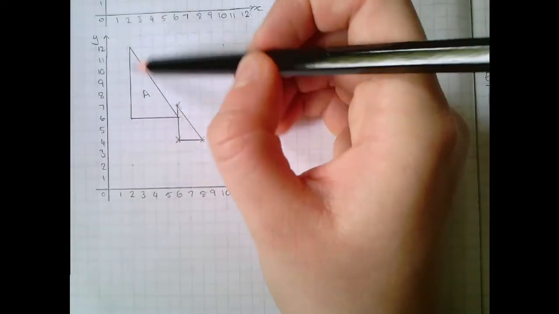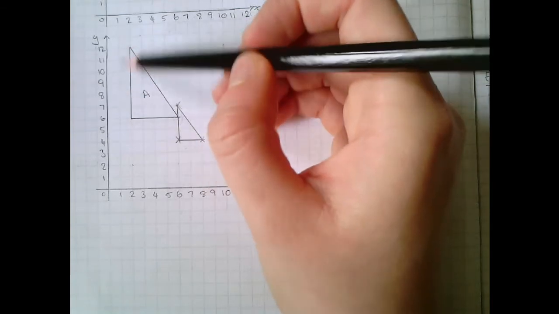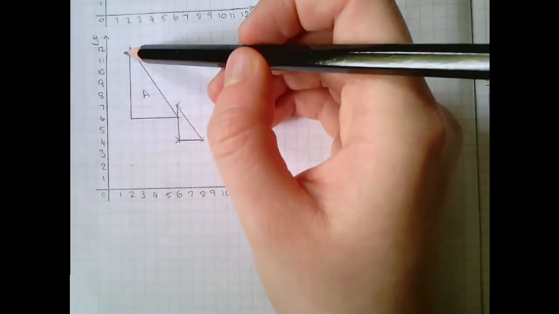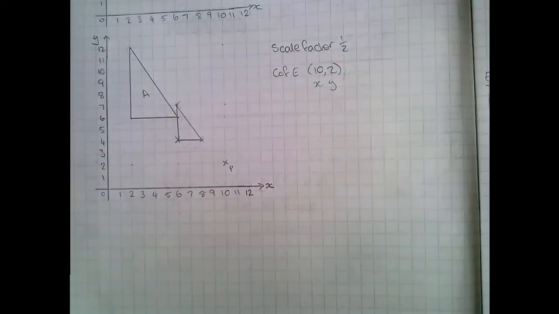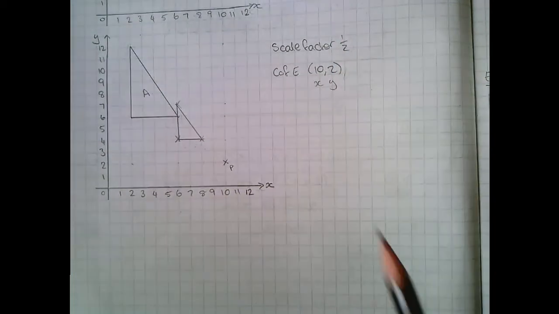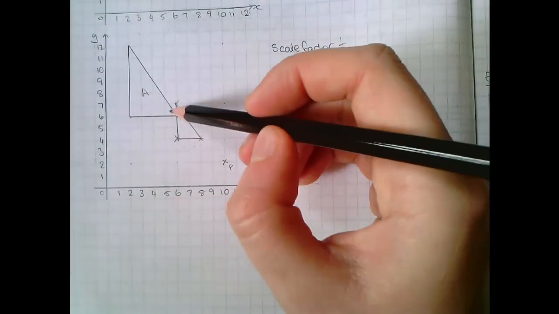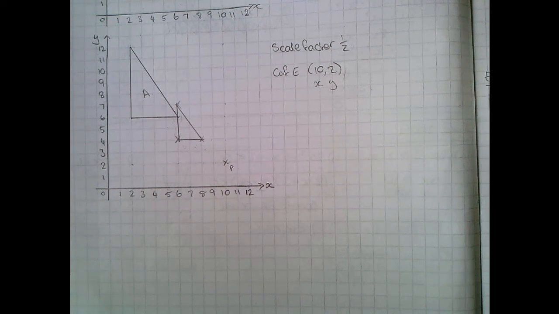Again, we'll check this. So our object has 1, 2, 3, 4, 5, 6, a length of 6 in the height, and this has 1, 2, 3, a length of 3 in our height for this one. So that is also being enlarged by a scale factor of a half. Okay, so 3 is half of 6 and 2 is half of 4. So we've checked that that works.